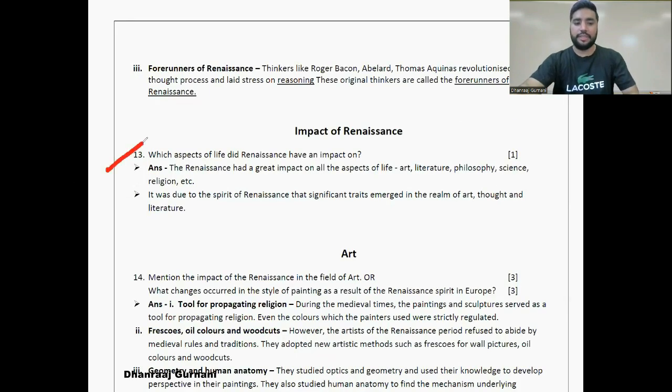Let's see question number 13, impact. What aspects of life did the Renaissance have an impact on? The aspects of life the Renaissance had an impact on were art, literature, philosophy, science, religion. It was due to the spirit of the Renaissance that significant traits emerged in the realm of thought, art, and literature.